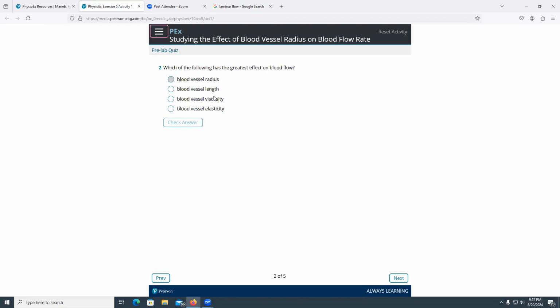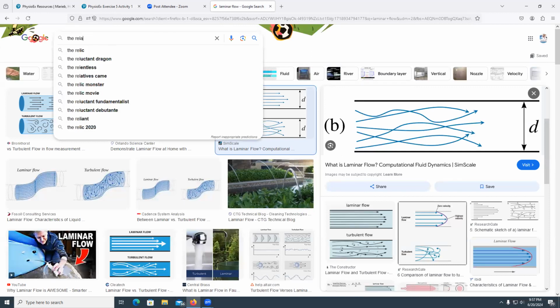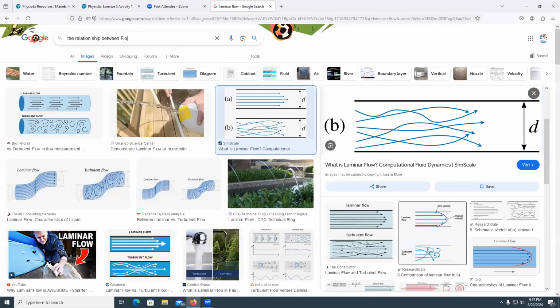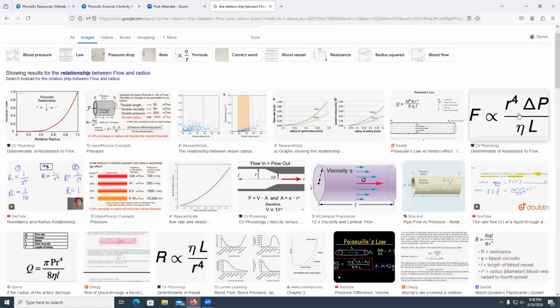Okay, which of the following has the greatest effect on blood flow? Actually, all of them do have a very important effect. Obviously, the radius has the most because it's exponential. It's r to the power of 4. So if you increase the radius by 1 order of magnitude, that's going to increase the flow rate by 4 times. Please remember that. The relationship between flow and radius. I hope they have F directly proportional to r to the power of 4. Yeah, there we are.